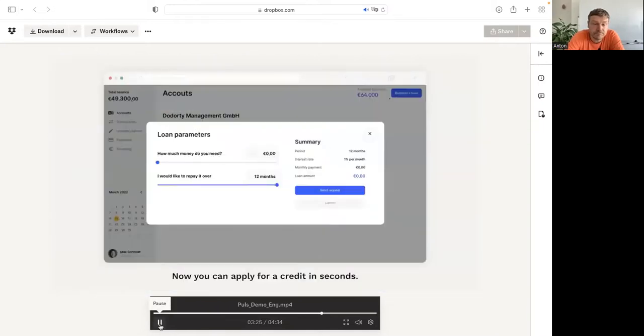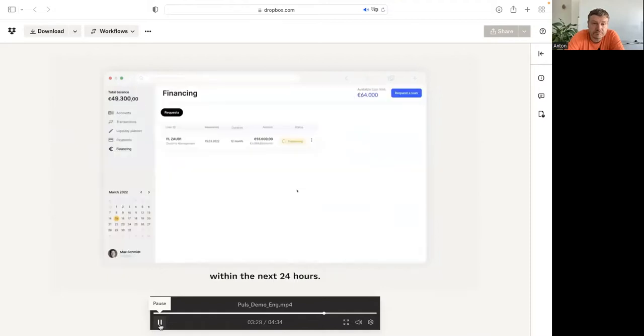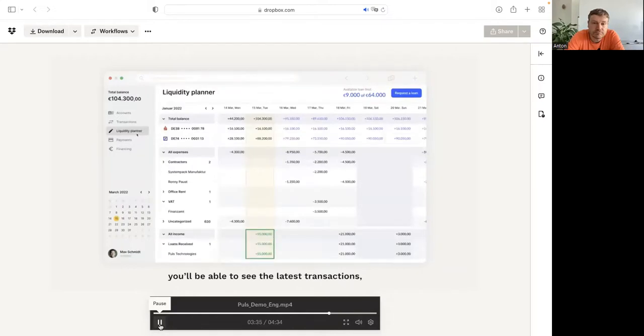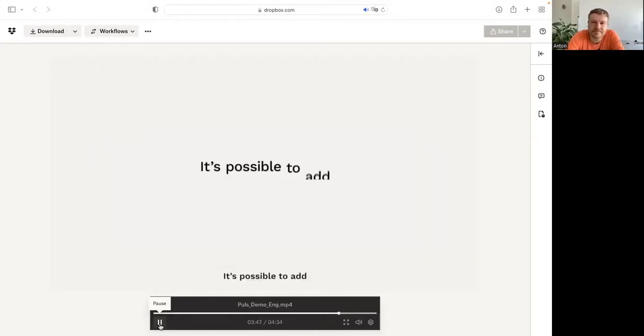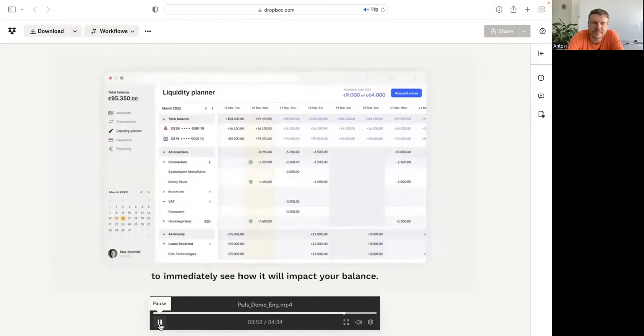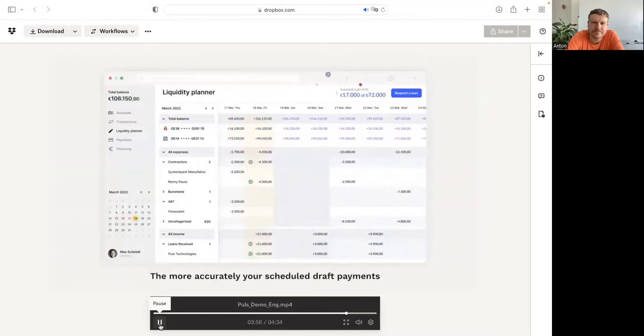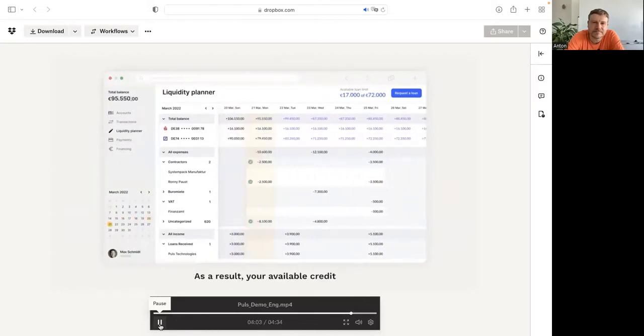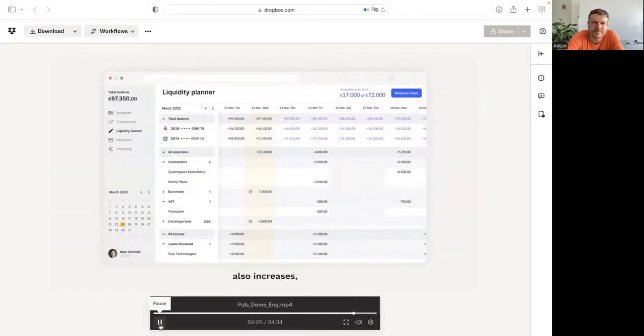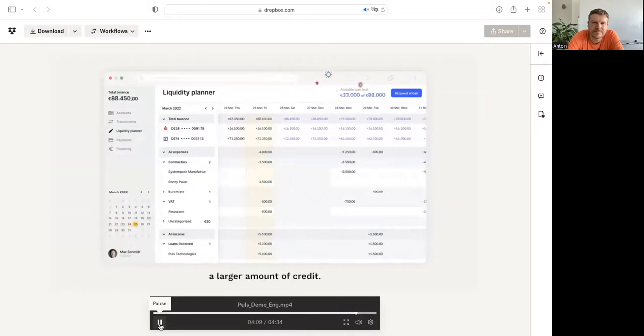Now you can apply for a credit in seconds. The money will be in your account within the next 24 hours. On the planner page, you'll be able to see the latest transactions, which have increased all future balances. The financial gap now no longer exists, and your dashboard shows your new positive balance. It's possible to add a future dated draft payment in Puls to immediately see how it will impact your balance. The more accurately your scheduled draft payments match the actual payments made, the more credibility your business gains. As a result, your available credit also increases, meaning your business can access a larger amount of credit.